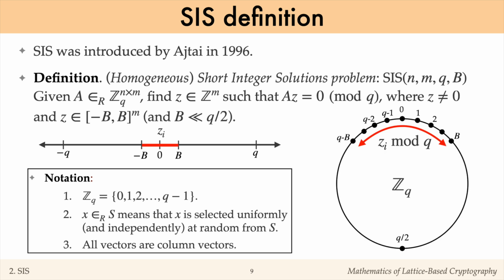I'll remark that the components zi of an SIS solution vector z are integers between minus b and b. If these components zi are considered to be integers modulo q, then they would be between q minus b and b, as shown in the figure. This is because q minus b is congruent to minus b modulo q.